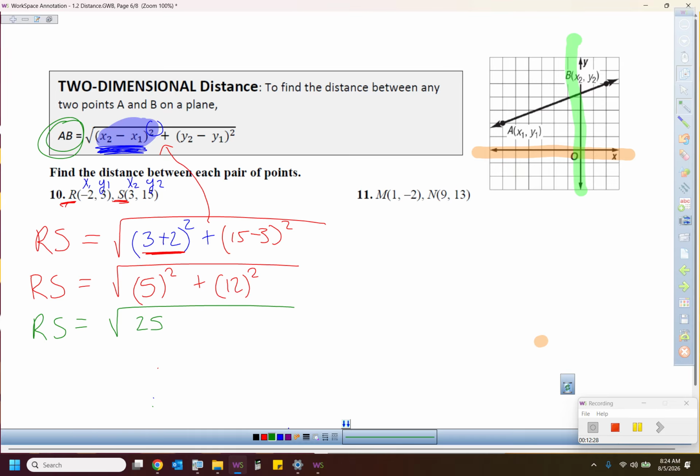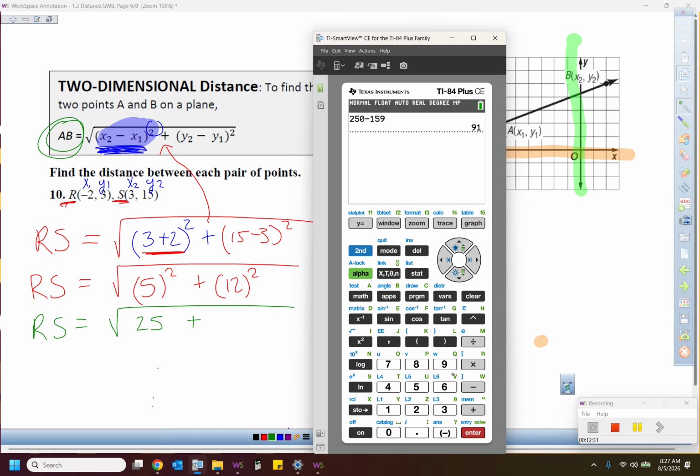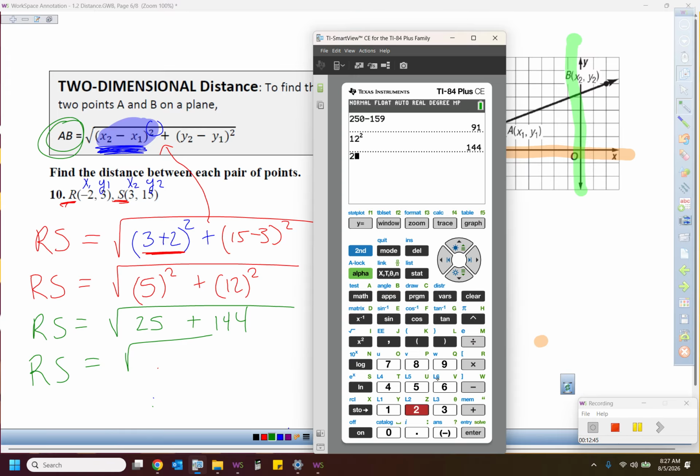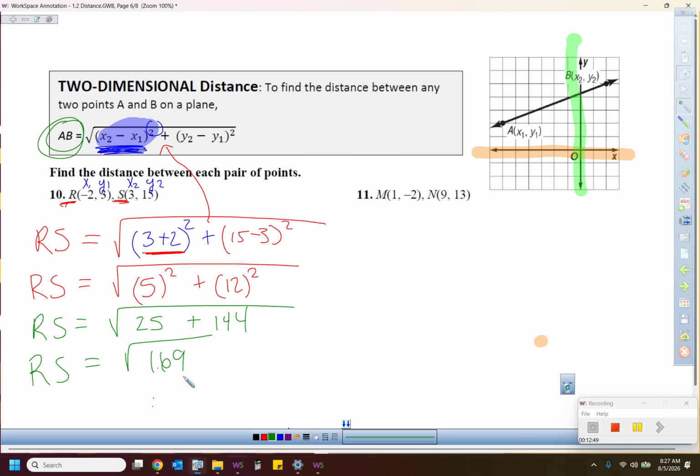5 squared is 25. Remember, it's 5 times 5. 12 squared, if you need to punch that in, you can. You raise it to the second power. But it's 12 times 12, which is 144. And then we still got to add those together. So 25 plus 144. Add those up, and we get 169 in that case, and then we do the square root of that guy.